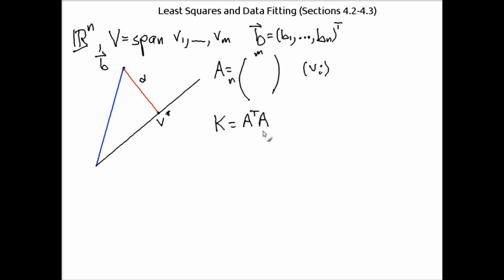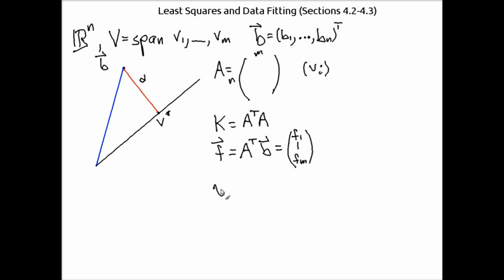And then we defined a vector F, which was equal to A transpose b. And I want to be a little bit careful about the m's and the n's here. So A is an n by m matrix, so its transpose is m by n. So this makes sense and gives you an m vector, which I'll write as F1 through Fm.